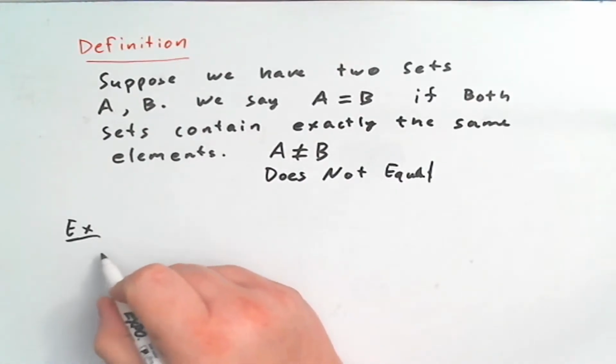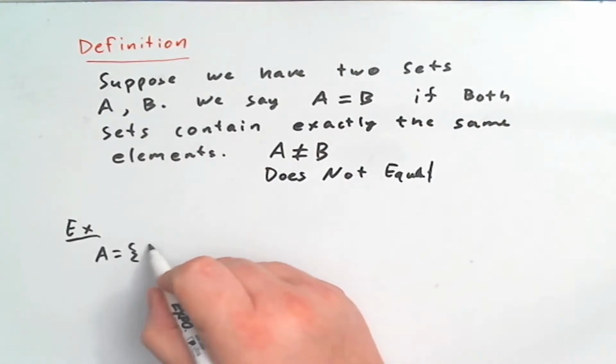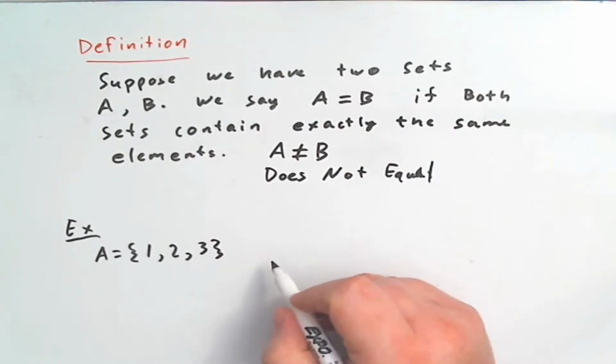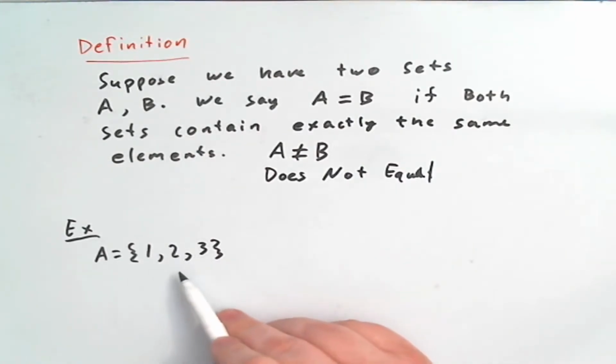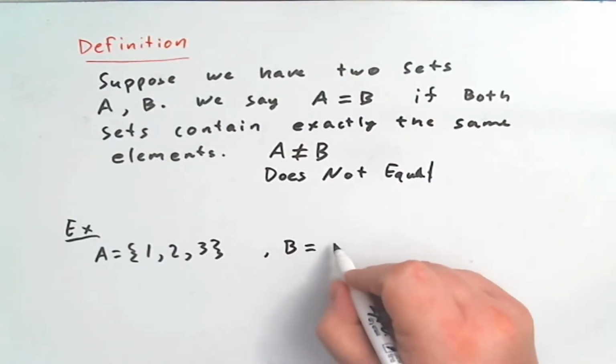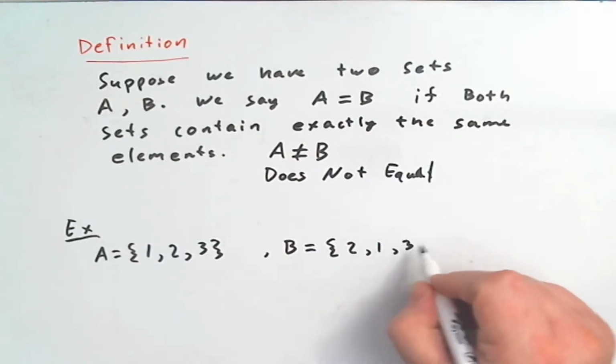All right, so let's say we let A be the set, and we'll use roster form. Keep this fairly straightforward and to the point. So let's let A be the set 1, 2, 3. And suppose we define the set B as 2, 1, 3.